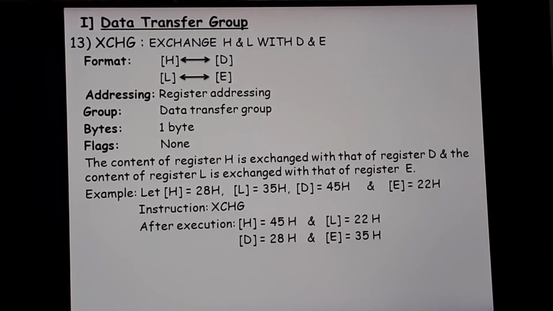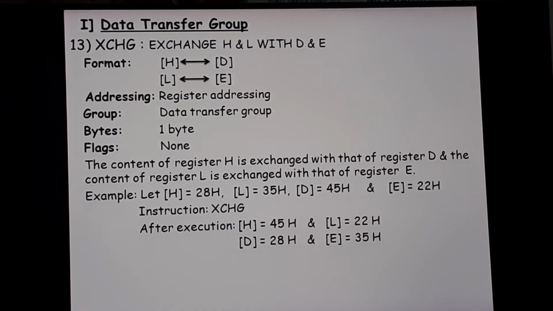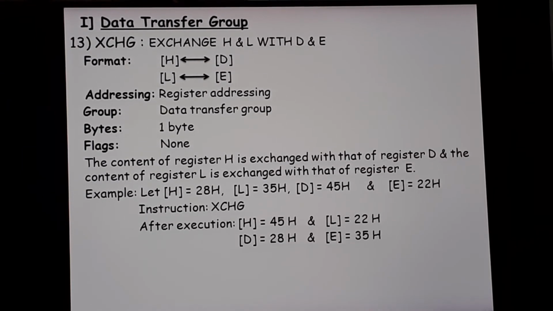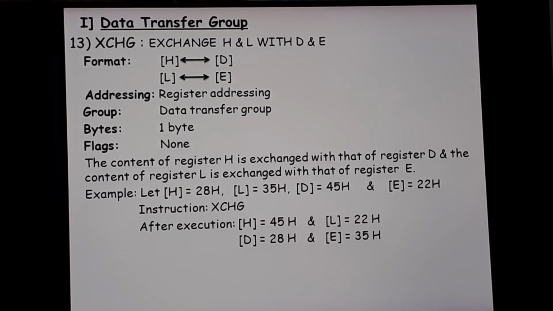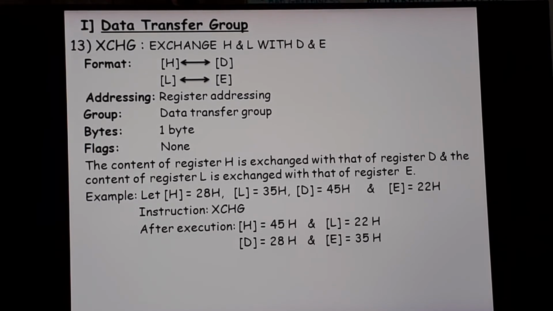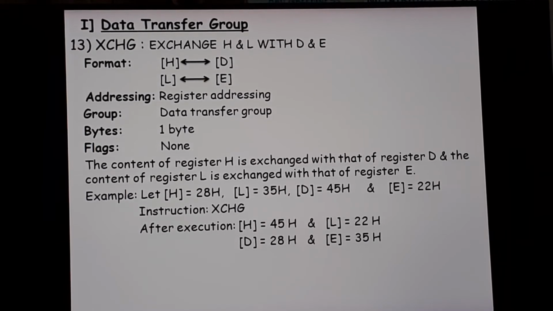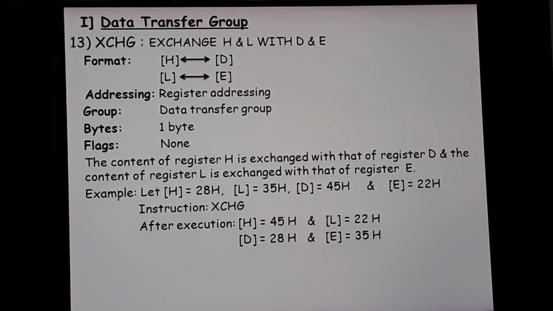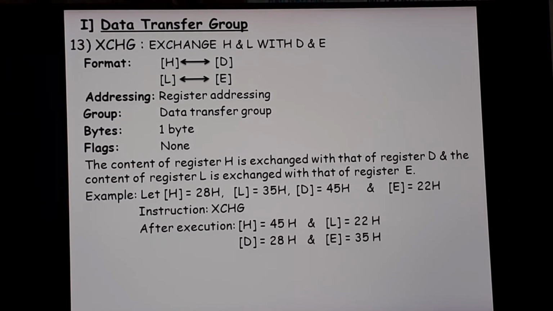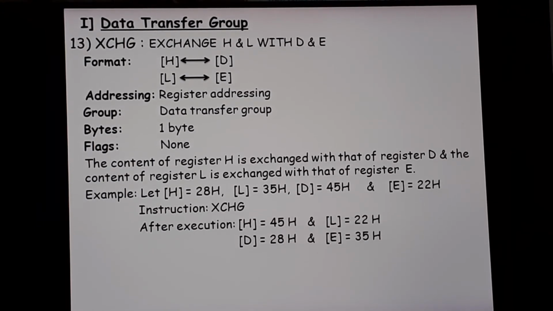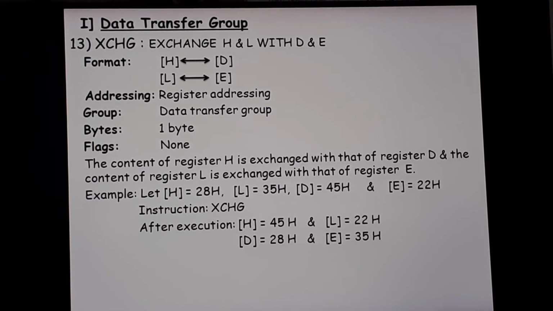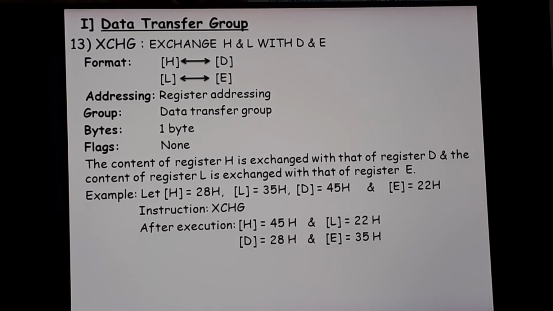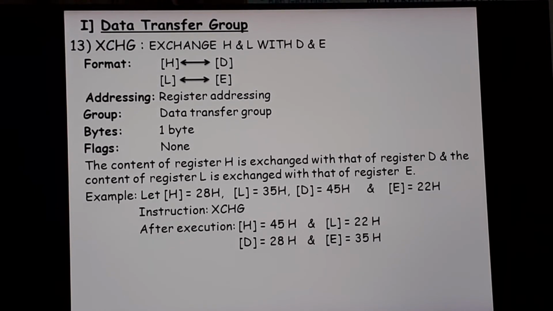Now let us move to the next instruction in this particular group, that is data transfer group. The last instruction of this particular group is exchange, XCHG. So this instruction stands for exchange HL pair with DE pair. So these 2 pairs are compulsory. The instruction name is XCHG with no address, with nothing. So this instruction stands for exchange HL pair with DE pair.